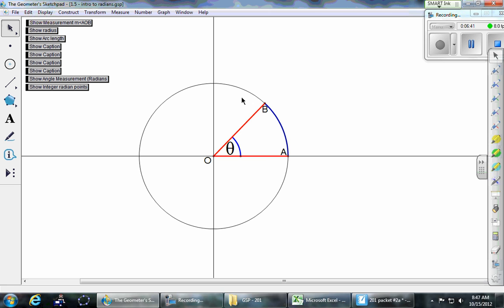At the moment, I want you to try to compare the length of the red, which is the radius, to the blue, which is an arc length. So right now, which one do you think is bigger, red or blue? Red looks bigger. And if I change this angle, you can see that at some point blue is bigger than red.